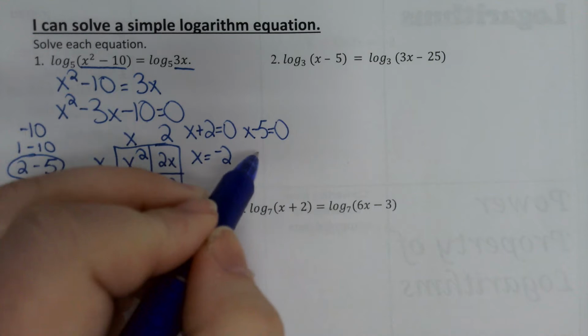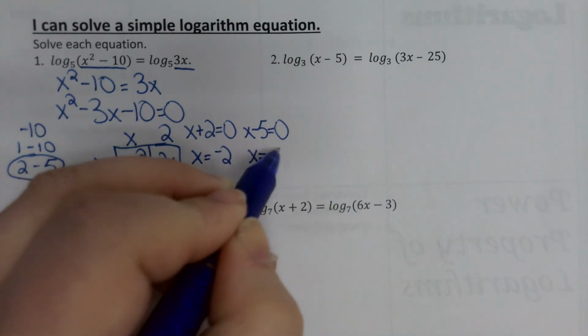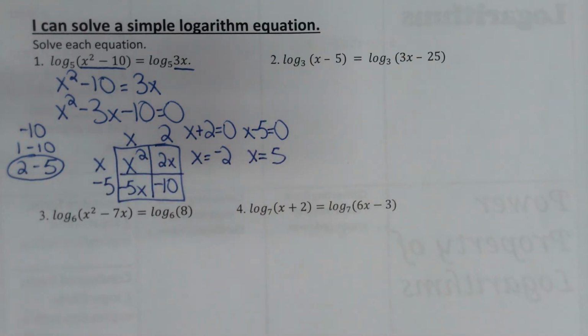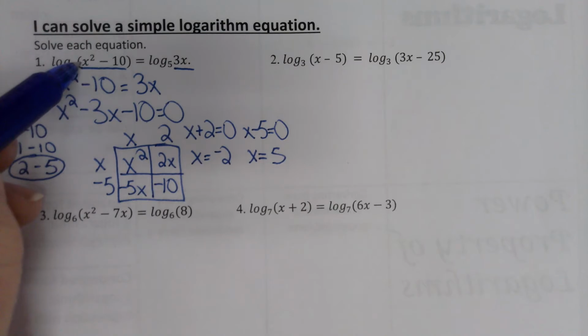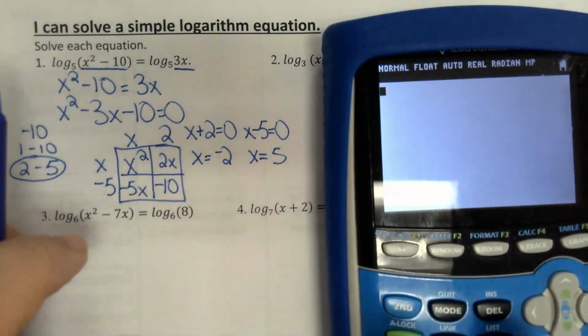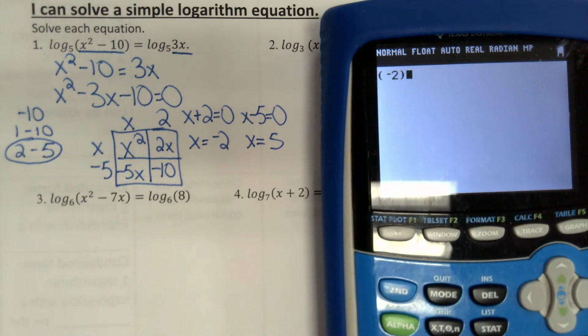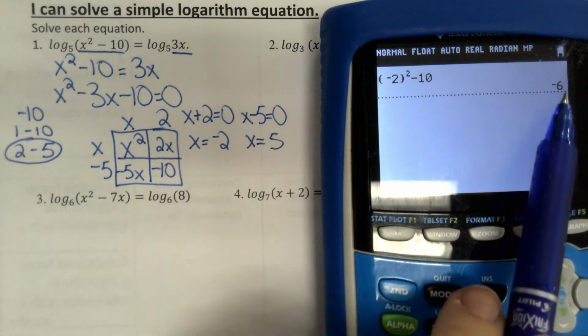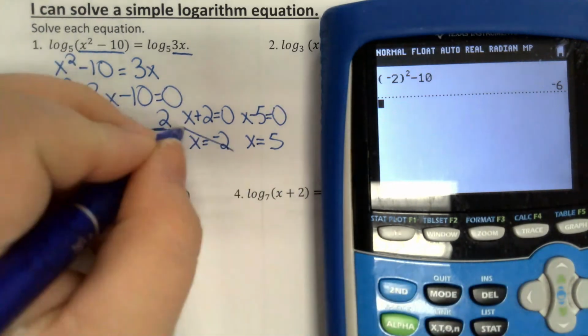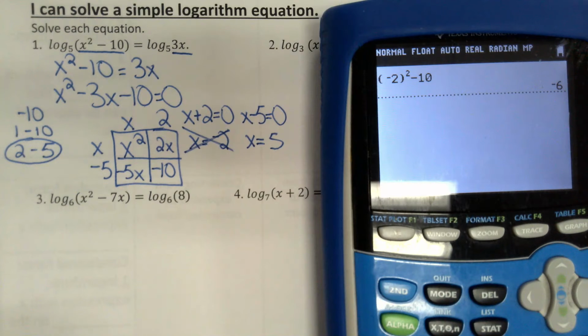And in this one, I'll add 5 to both sides. And I get that my potential solutions are -2 and +5. So to find out if these solutions are extraneous, we need to plug them back into our arguments. So we'll start with -2. -2 squared minus 10 gives me a negative number. This means that -2 is extraneous and we can't include it.